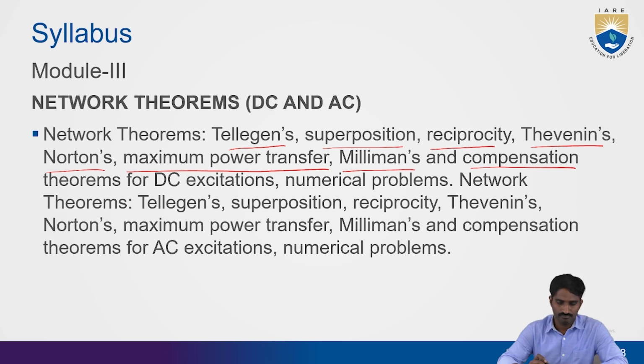So you can see the network theorems: Tellegen's theorem, superposition, reciprocity, Thevenin's, Norton's, maximum power transfer, Millman's, and compensation. Every theorem is suitable for a particular type of network. Based on the network type, we are able to identify which theorem is suitable to reduce that particular network. And these theorems we will apply for both AC and DC excitation.